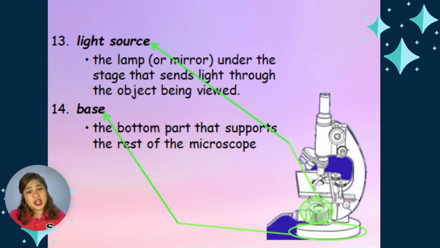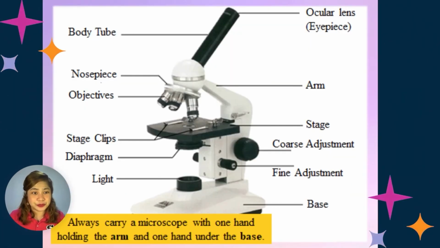By the way, class, it's important for you to know that whenever we are handling the compound microscope, we need to hold it by its arm and its base so that it is handled with care, because microscopes generally are very expensive. So always carry the microscope with one hand holding the arm and one hand under the base. So this is the proper way of handling or holding the microscope.